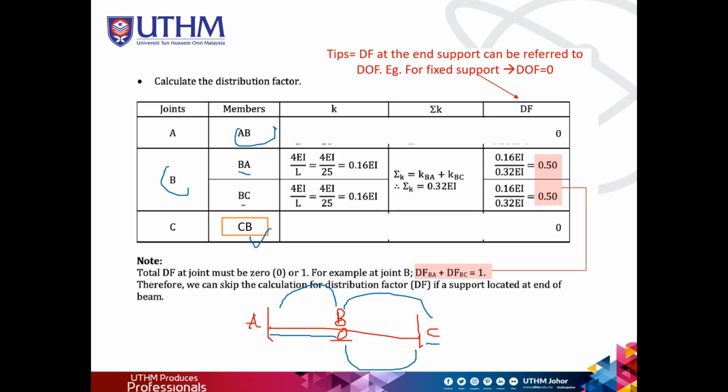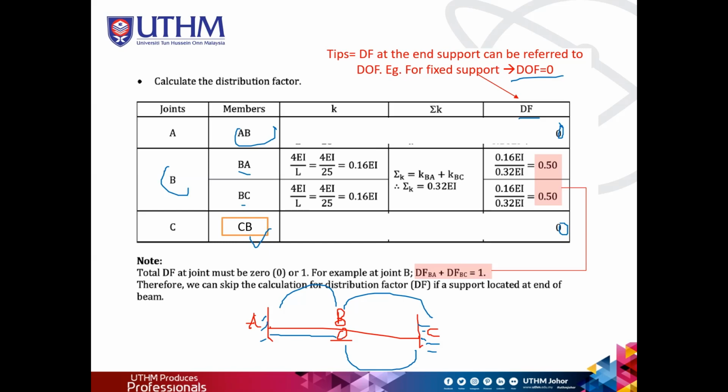When we talk about K, it is related to the distribution factor. At the end of the supports, we have fix. Normally DF for the fix is 0. Why? Because for fixed supports, the degree of freedom is 0. So that's why we just put DF as 0. While for joint B, we need to calculate.